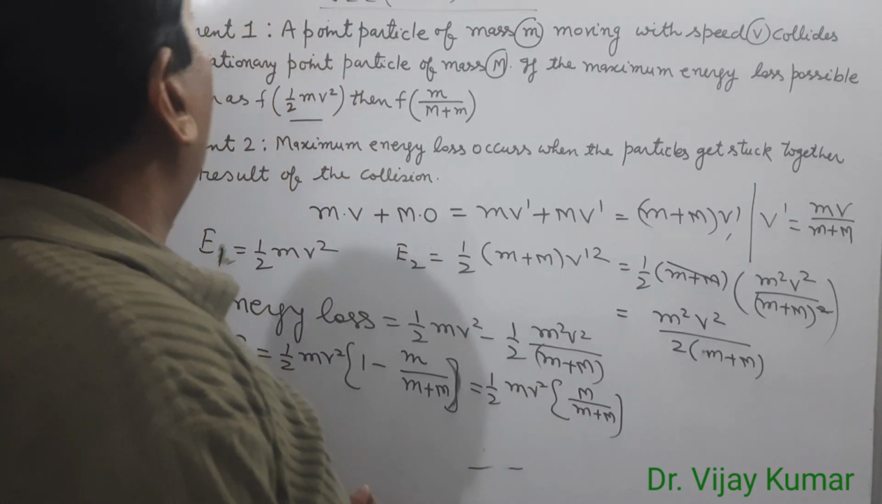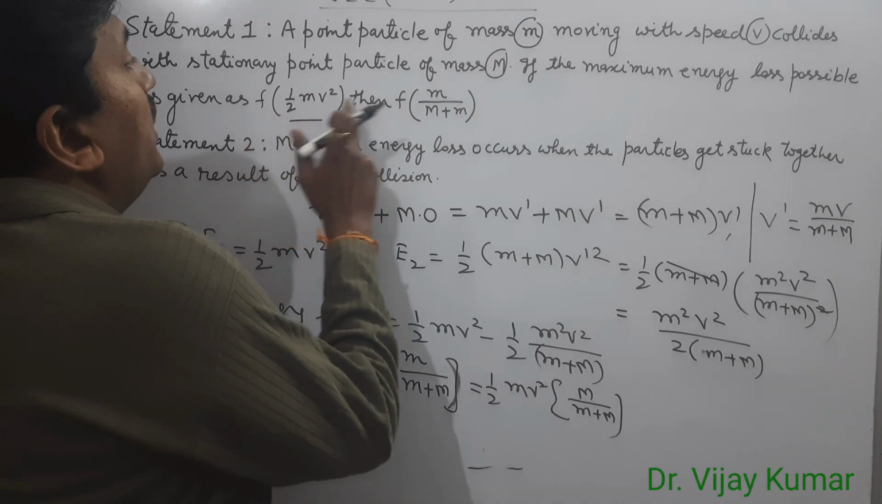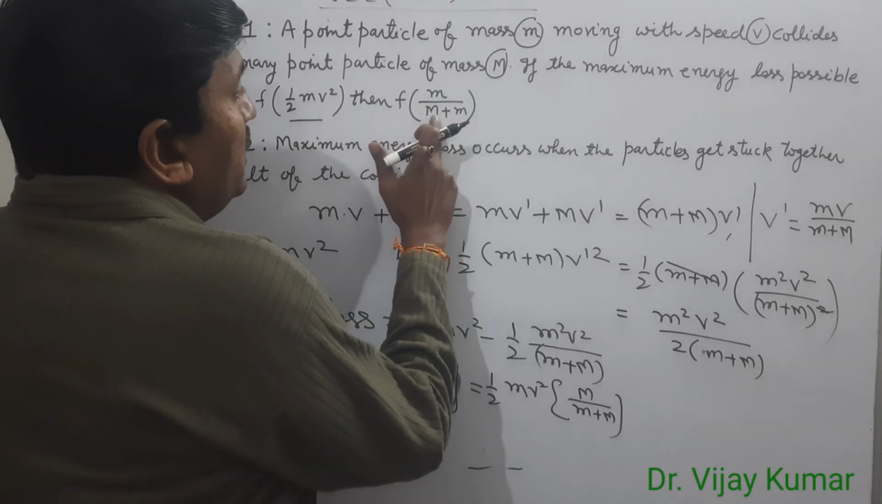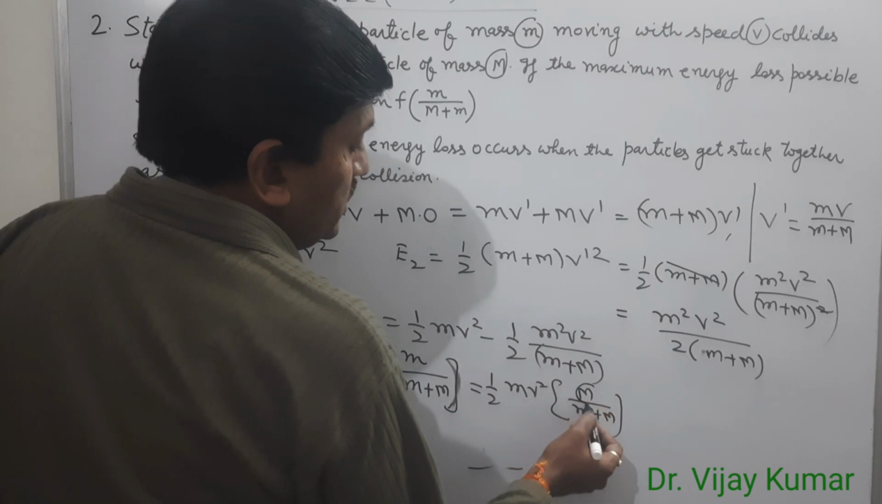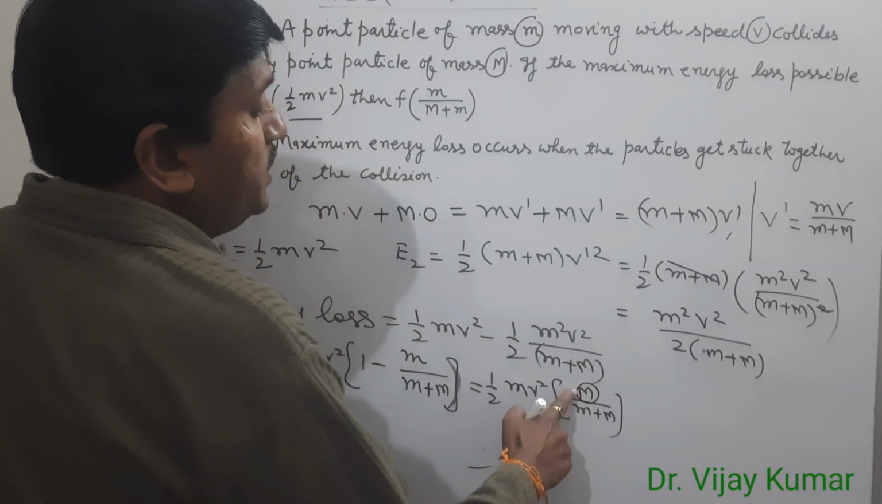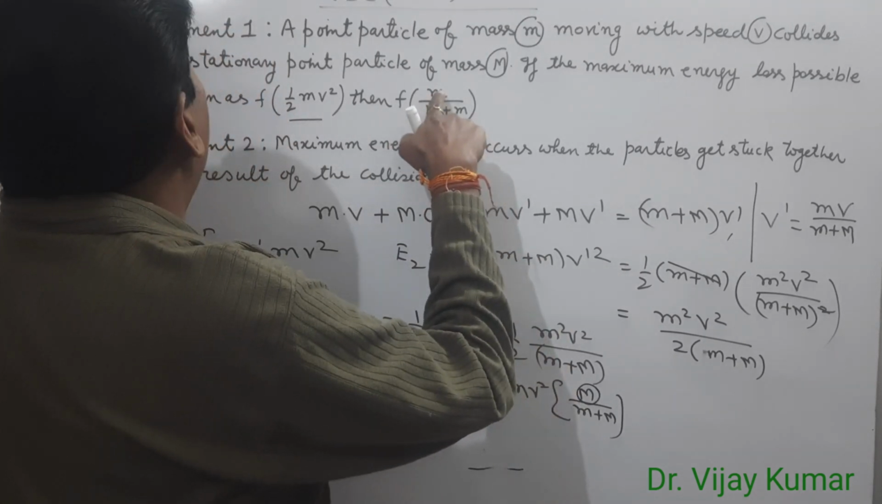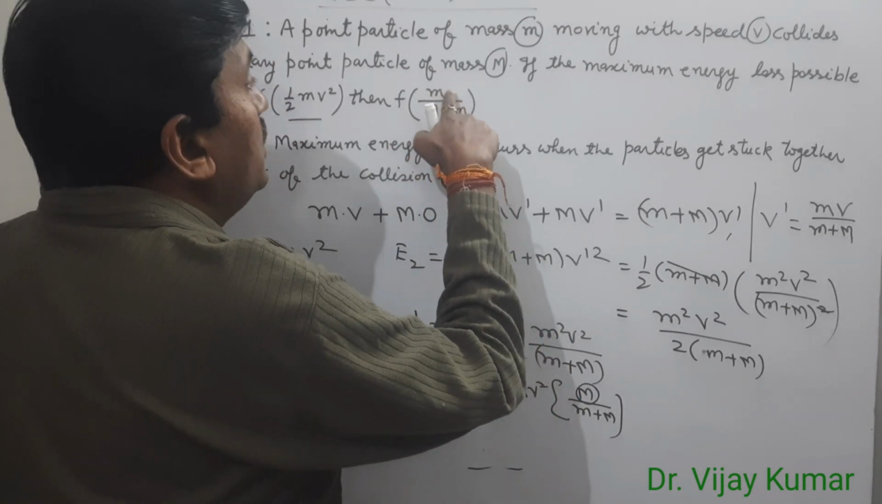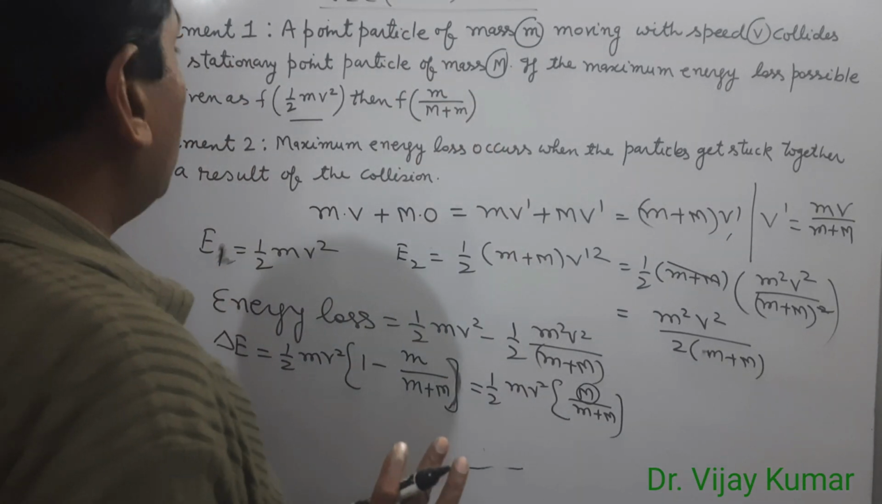So we can say energy loss is half mv square capital M upon small m plus capital M. But statement 1 is saying that this is half mv square small m upon capital M plus small m. As per our calculation it should be capital M in the numerator, while in statement 1 it is small m in the numerator. So statement 1 is false.